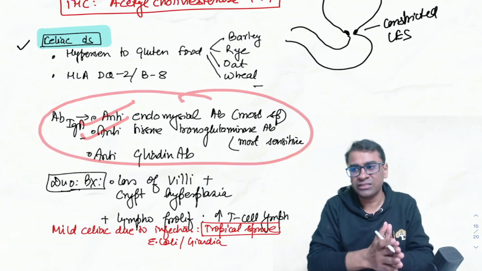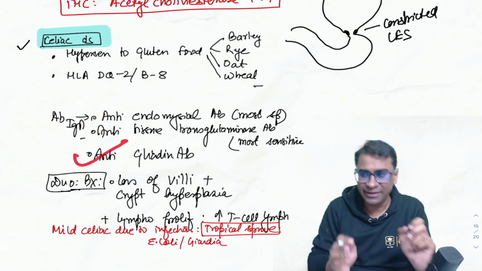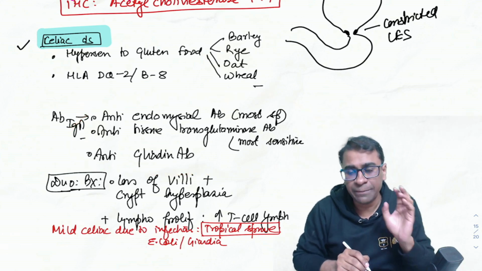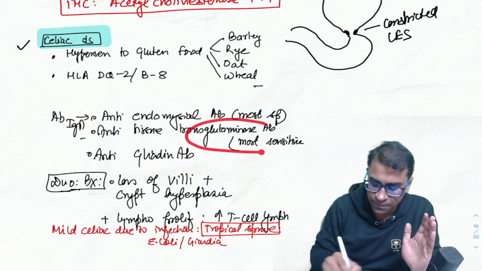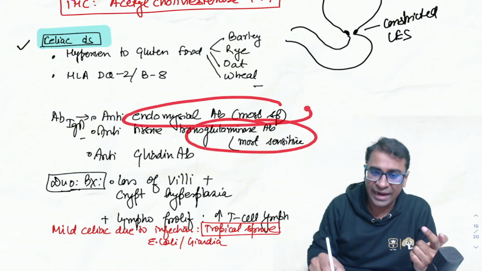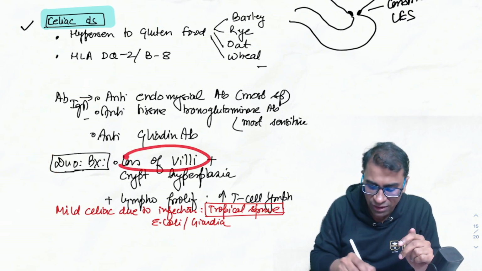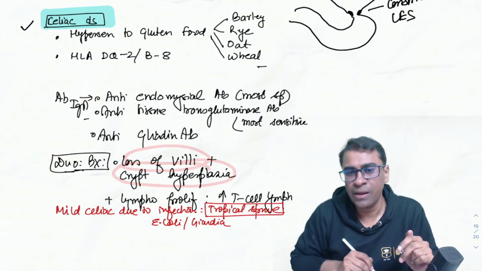The antibodies you see here were asked in last year's NEET PG: anti-endomysial antibody, anti-tissue transglutaminase antibody, and anti-gliadin antibody. These three antibodies are seen, among which the most sensitive is TTG and the most specific is endomysial. Biopsy of the duodenum shows loss of villi and crypt hyperplasia.